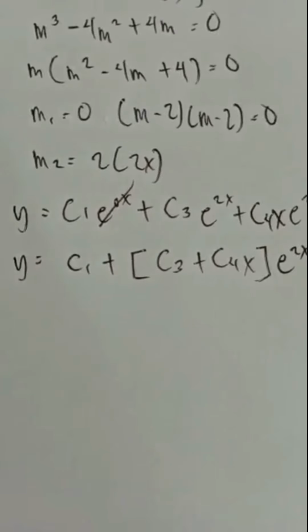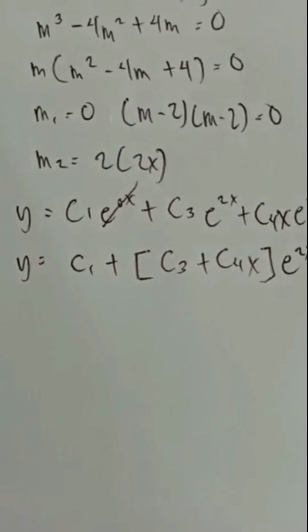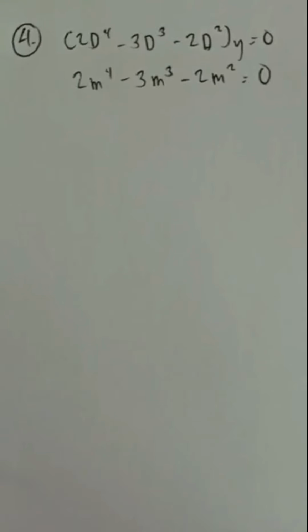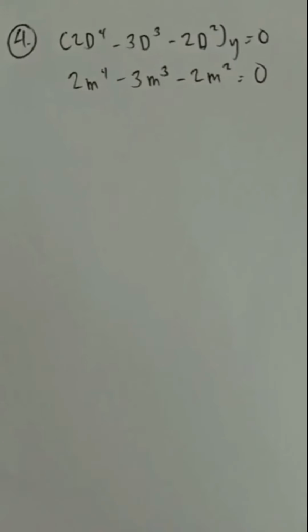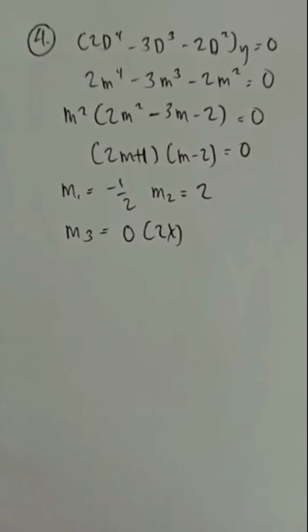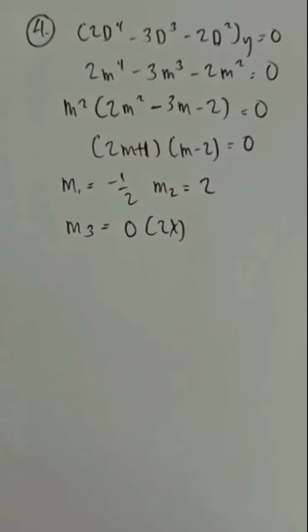Dito naman from the differential operator form, gagawin natin siyang auxiliary equation form. So magiging 2m raised to 4 minus 3m cubed minus 2m squared is equal to 0. Factor out natin yung m squared para makuha natin yung m1 which is equal to negative 1/2, m2 is equal to 2, m3 is equal to 0 dalawang beses.